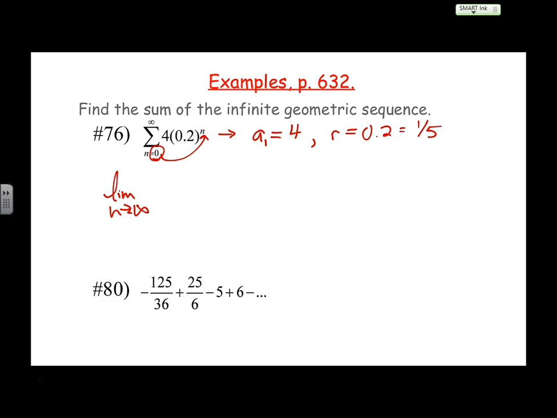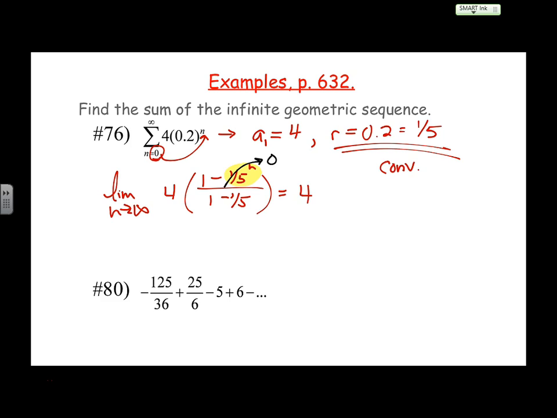If I take the limit as n approaches infinity of a sub 1, 4 times 1 minus 1/5 to the n, all over 1 minus 1/5. We just talked about what happens to this little 1/5 to the n thing. It's getting tinier and tinier, so we say it converges to 0, since we're going to infinity. The other way of doing it is to say, this R is of a convergent series, so I can use my nifty formula that says a1 times 1 over 1 minus r.